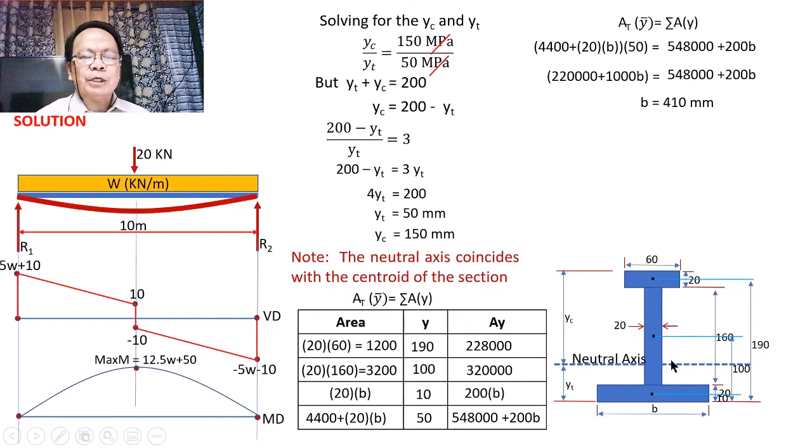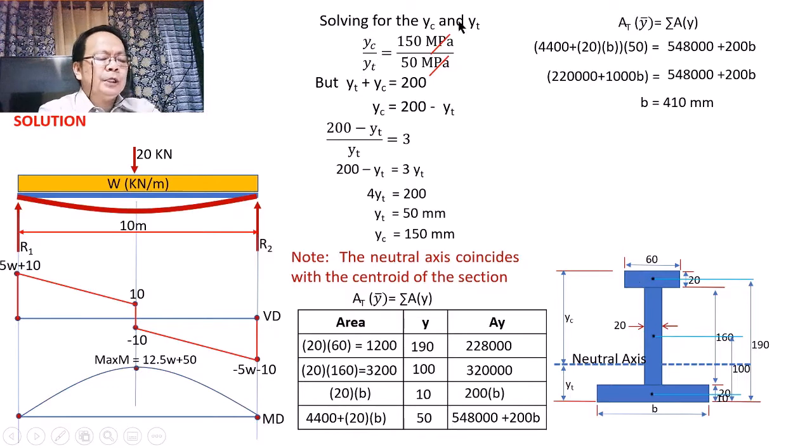Now, the next question is, kung ito na yung ating pinili na location, considering that b is equal to 410, what would then be the magnitude of the largest W so that the material will not break, will not fail? Sabihin, it will just be subjected to the maximum allowable stress of 50 for tension and 150 megapascal in compression.